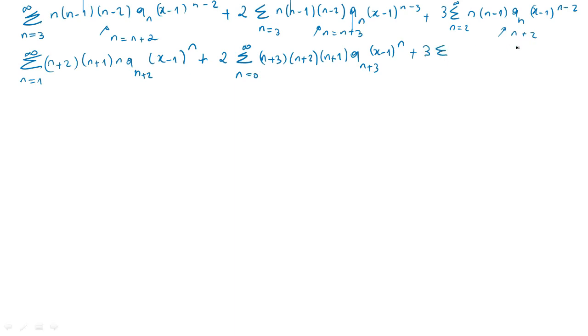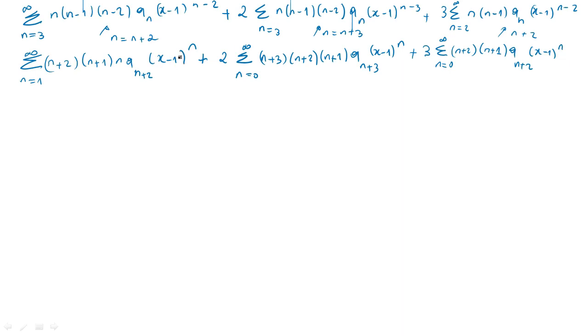I replace n by n plus 2, so n is going to start from 0 to infinity, n plus 2 minus 1, n plus 1, a_(n+2), (x minus 1) to the power n. Okay, we're done now. We have put everything to the power n.